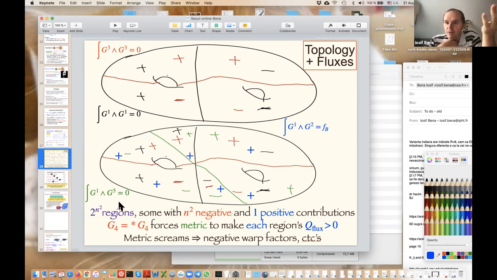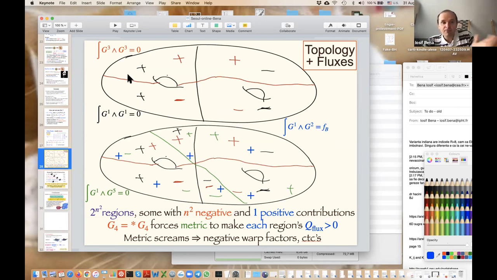They're going to give you some number which is positive in some region, negative in some region, and integrates to zero. This is where the zero intersection comes from. The forms have zero intersection because they integrate to zero, but locally G1 or G5 is going to be positive in some place and negative in some other place. That's why it integrates to zero. It will not be locally zero. This is the key point. And therefore, it will be negative in some region and positive in some other.